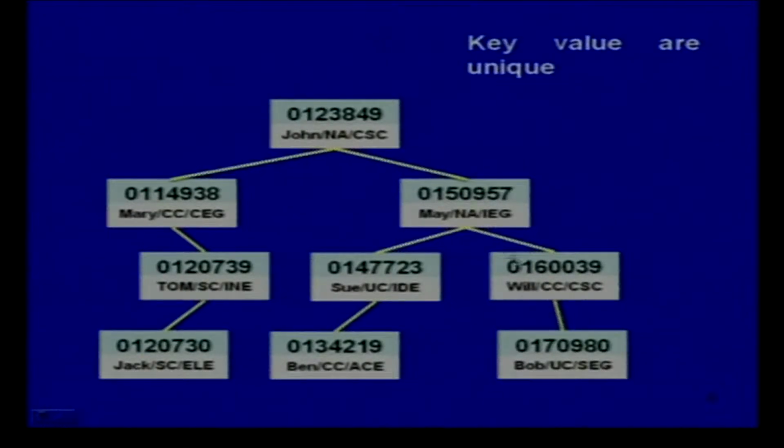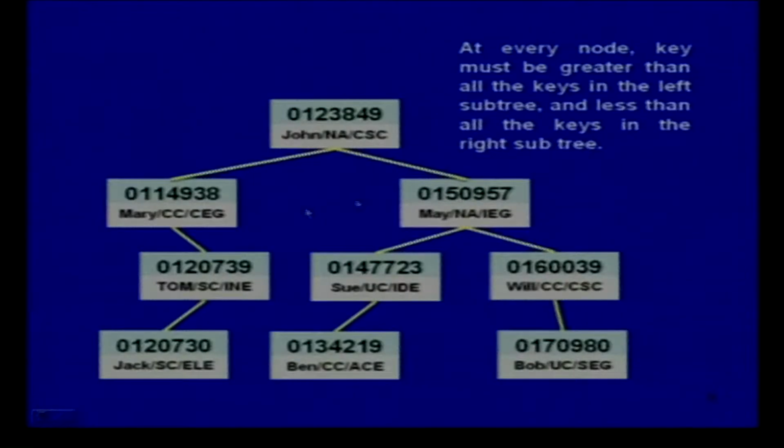And there is another condition that we put on a binary search tree, we do not allow duplicate key values. So, this is again typical of database applications where the primary key is used as the data in the search operation or indexing operations, and the primary keys are normally unique. At every node the key must be greater than all the keys in the left subtree, and less than all the keys in the right subtree. This is the definition of the binary search tree.